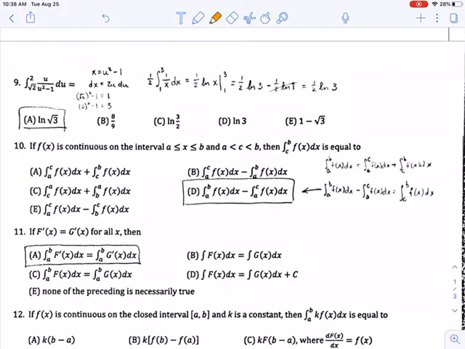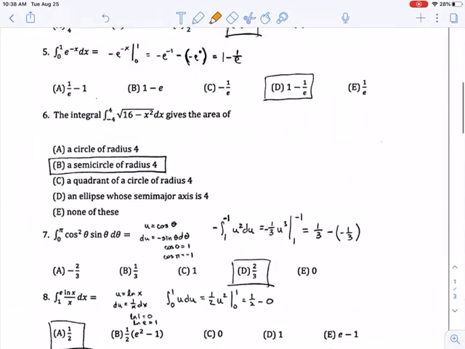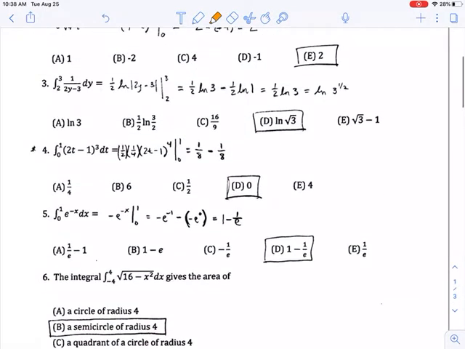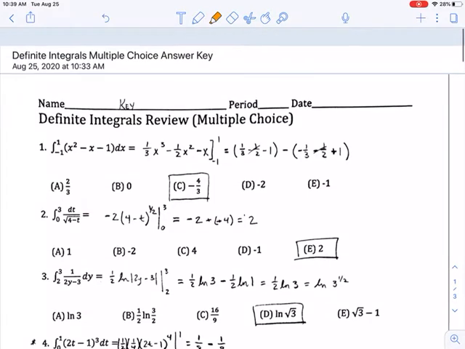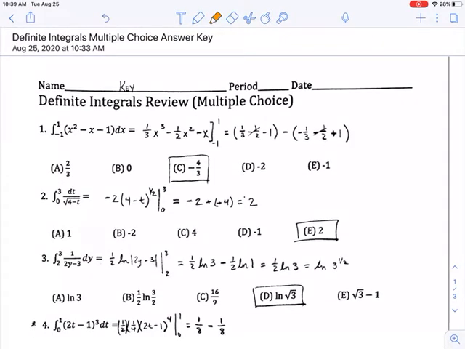Okay, out of 19, just put at the top how many you got right. And like I said, if you need to come back to this and look at any of the work, you can pause it at any time and go ahead and look at the work. Okay.